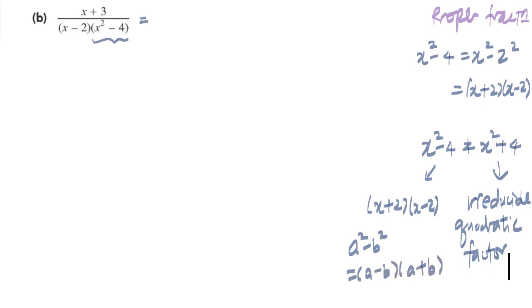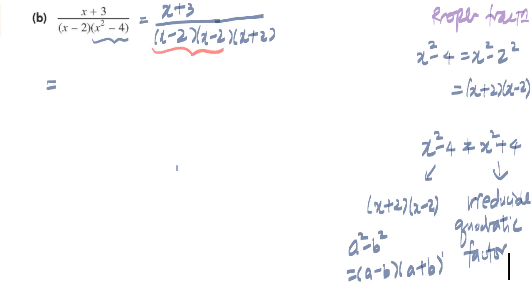Okay, so it's very important that you see the difference between these two. Right, so our algebraic fraction will become... okay, and then the next step is that you can combine your x minus 2 with the x minus 2. So this x minus 2 and x minus 2, combine them to form a repeated linear factor. Okay, this will become a repeated linear factor.